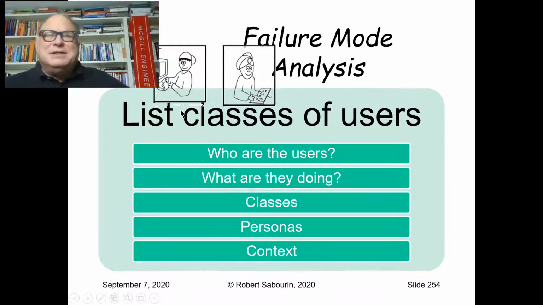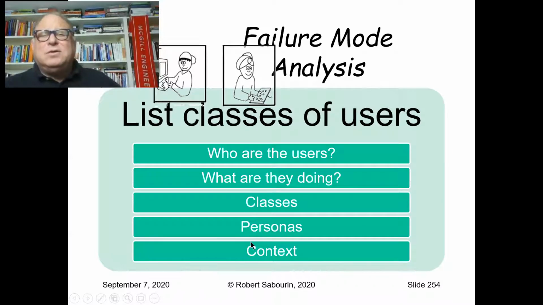Then we have the list of the classes of users. So who are the users and what are they doing? We can break that down into categories: administrative users, end users, subject matter experts, accountants, managers. We can create personas, actual histories of users, and say this is Fred the user, this is Joe the plumber, all the different personas, and map those.